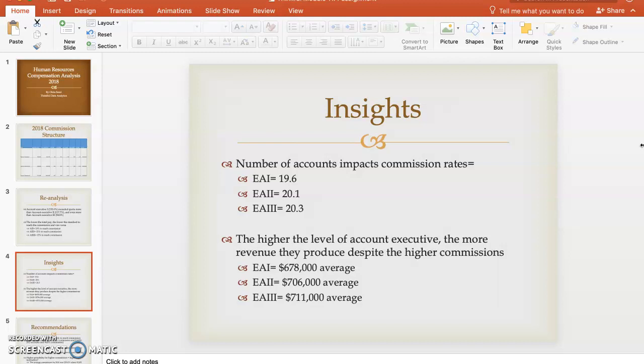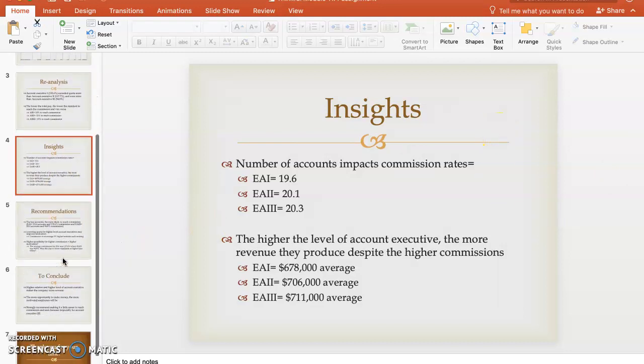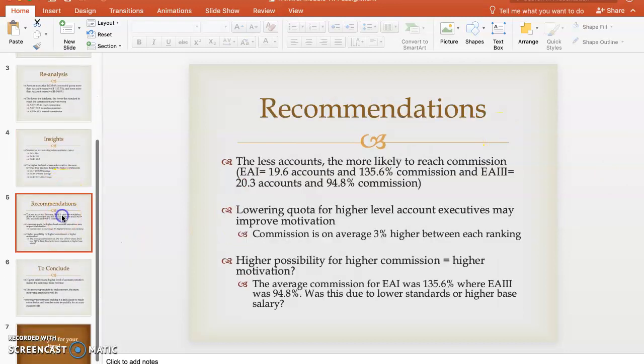Also, the average revenue that each account executive level produces is much bigger. Although it is easier to reach quota as an account executive 1, account executive 3s still make the company a significantly more amount of money.